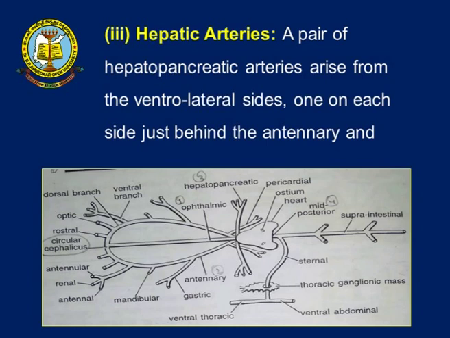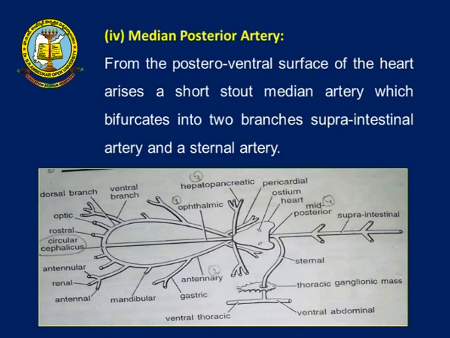Then you have the hepatic arteries, that is the hepatopancreatic arteries, which arise from the ventrolateral side of the heart. And you have a median posterior artery. From the posterior ventral surface of the heart arises a short median artery which bifurcates into two branches, that is the supraintestinal artery and the sternal artery.